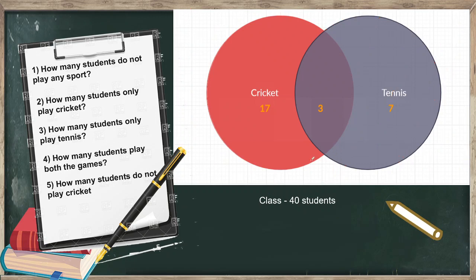So this has a name. How many students play both? I told you this is intersection, right? And what we did here, how many students do not play cricket, is called complement. It's called complement. We'll come to that soon.